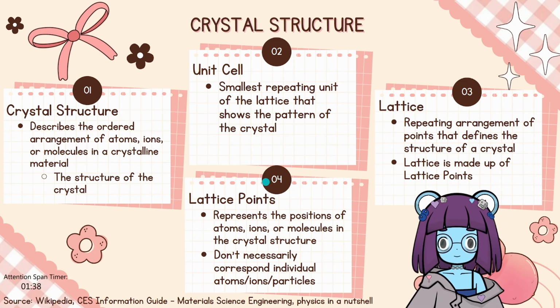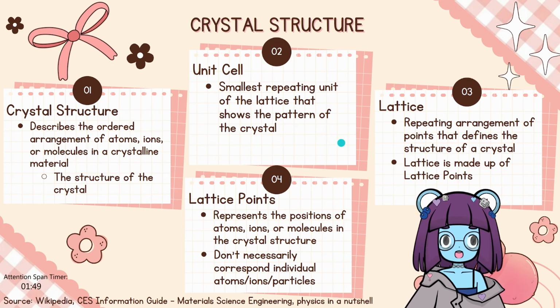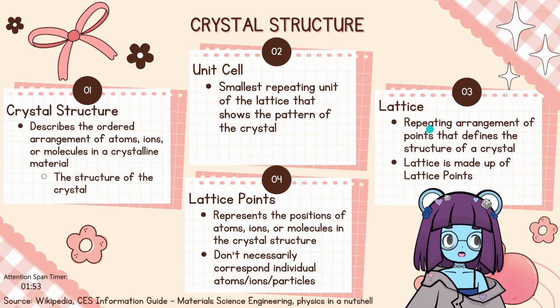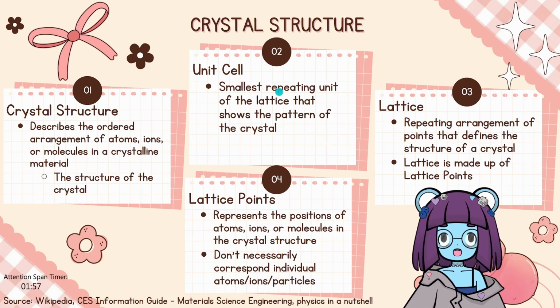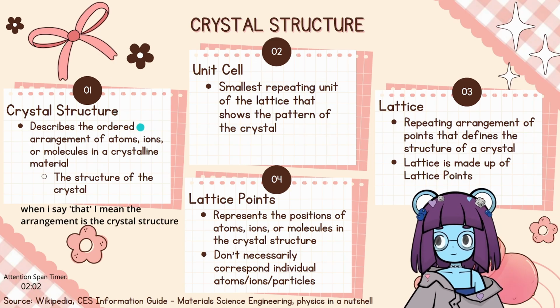So lattice points represent the position of particles, however, they do not necessarily correspond with these particles. The point is more of a reference point. So there are a bunch of points. Then you have the lattice, and the lattice is made up of these points. Then you can make the unit cell, which then describes the crystal's arrangement. And then that is the crystal structure.